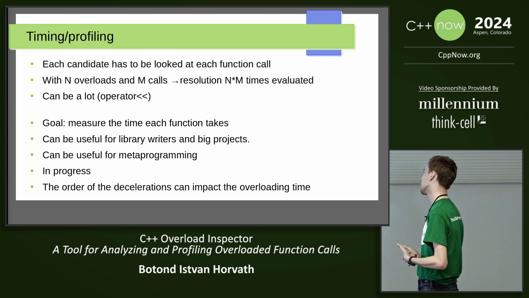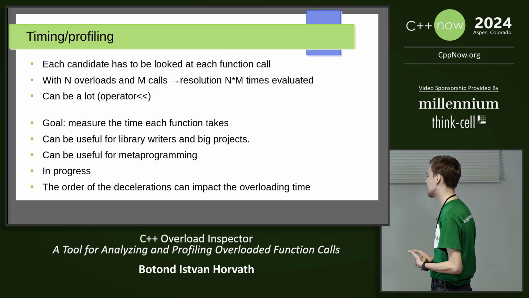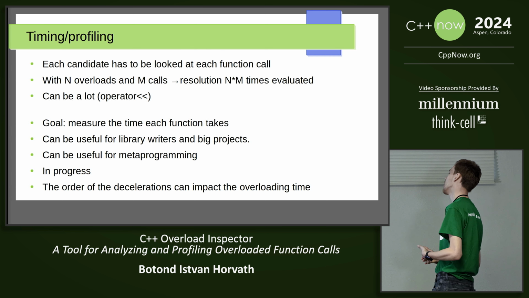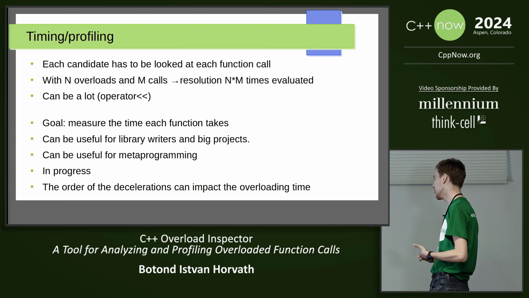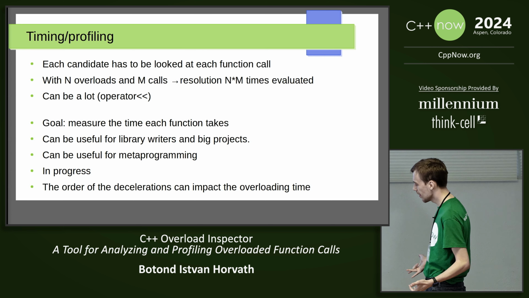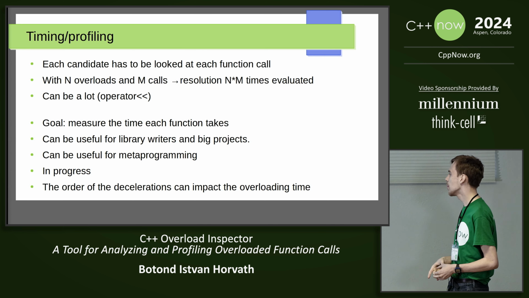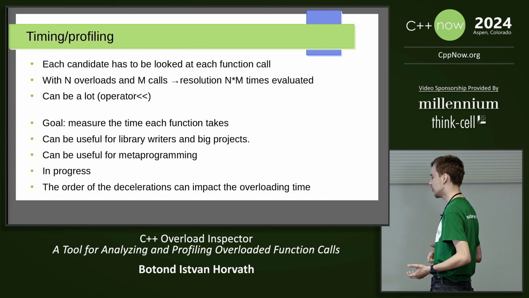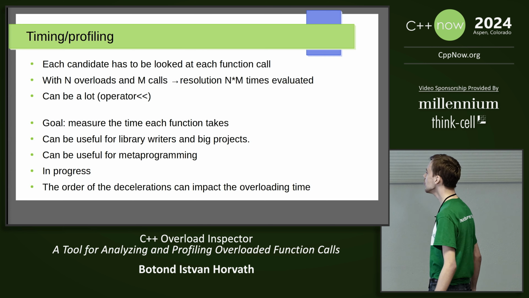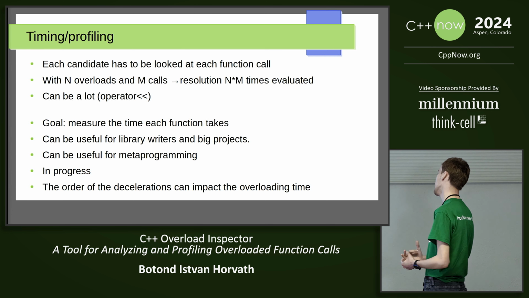It can be used for metaprogramming if you want your code to compile faster. And it also can be used for library writers who want the users of their library to have smaller compile times. It's still very much in progress, therefore it's incomplete, but something I already did measure.